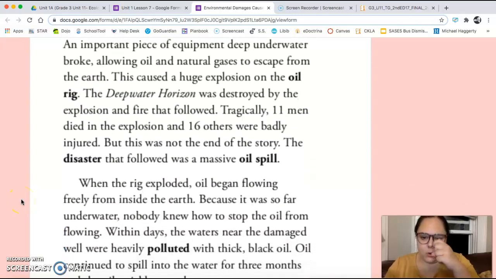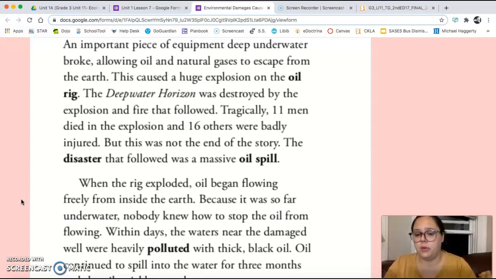An important piece of equipment deep underwater broke, allowing oil and natural gases to escape from the earth. This caused a huge explosion on the oil rig. The Deepwater Horizon was destroyed by the explosion and fire that followed. Tragically, 11 men died in the explosion and 16 others were badly injured. But this was not the end of the story. The disaster that followed was a massive oil spill.